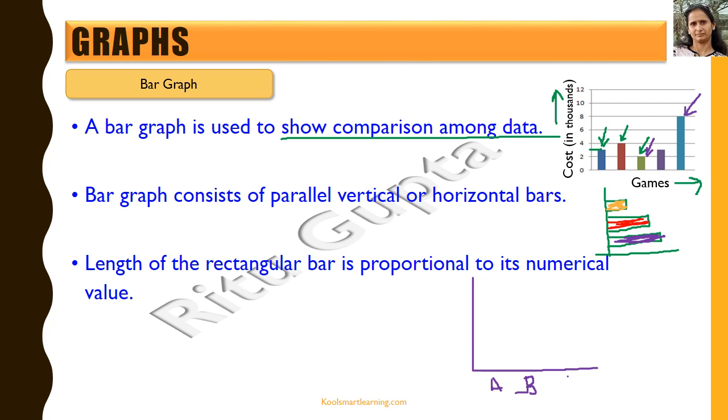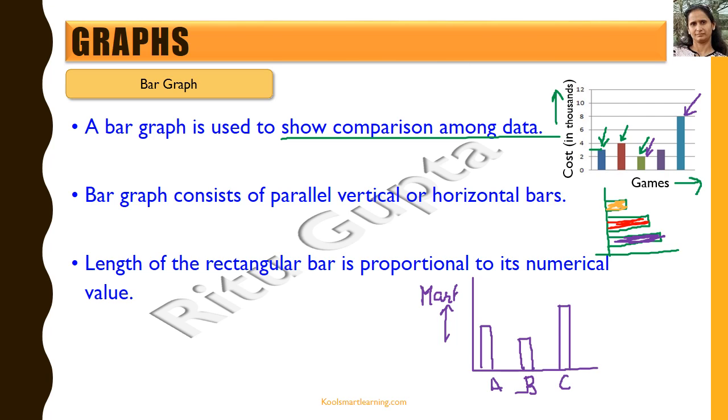We'll just take any names A, B, C, and we say here we have marks. Student A received 100 marks, student B received 60 marks and student C received 120 marks. So we could represent the marks of different students using a bar graph.